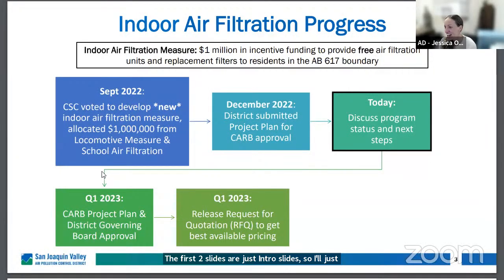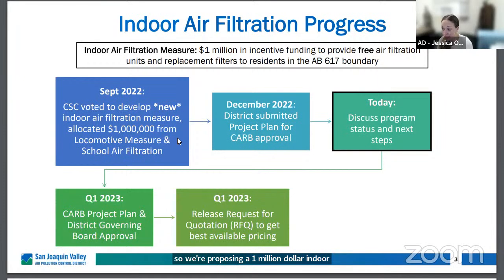Just as a reminder, there's an air filtration measure in September, and we talked about it all summer and even before 2022 about adding a new indoor air filtration measure. We had 2 measures we knew weren't moving along. One of them was the school air filtration measure, which we found out that the schools had a bunch of other funding coming in, so we all agreed to move that to a residential measure. We also have funding from a locomotive measure. As you know, that hasn't moved. We used some of that funding for our vegetative barriers measure. And so we're proposing a $1 million indoor air filtration measure for residents.